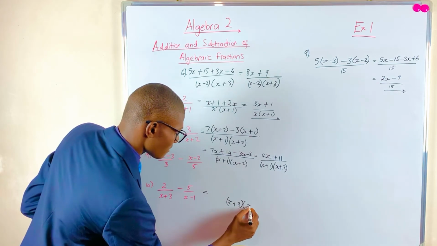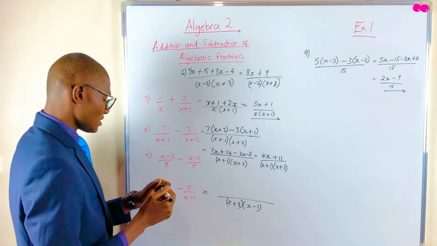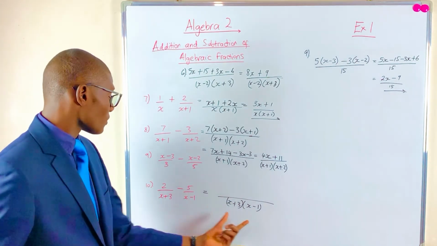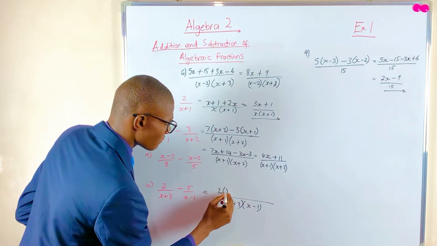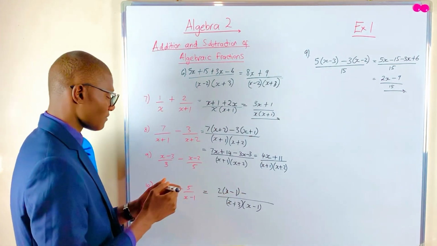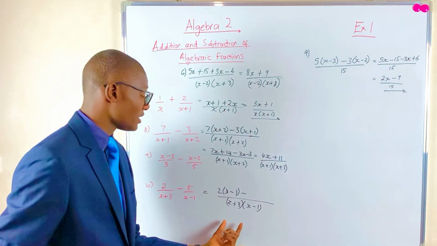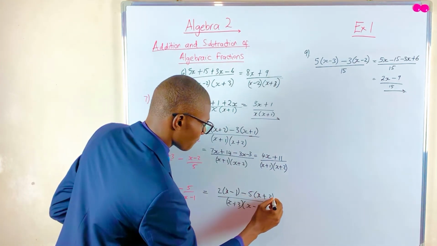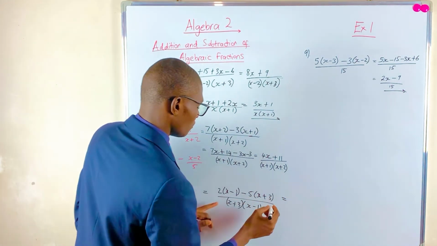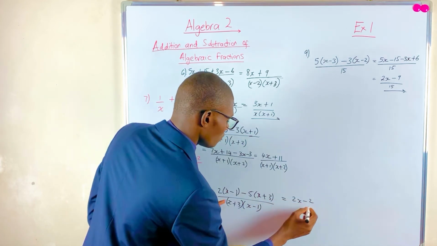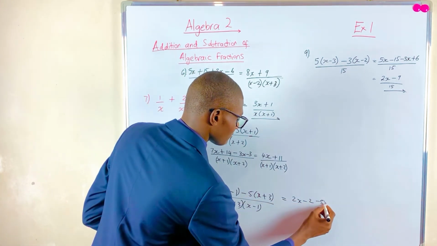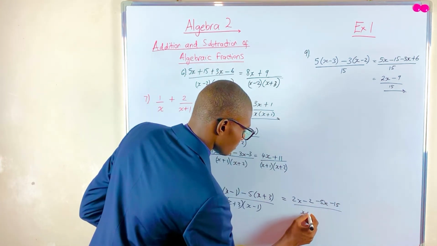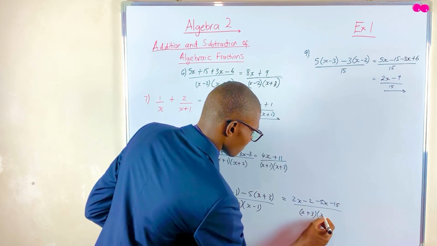X plus 3 times x minus 1. Right. Such that we are saying x plus 3 into x plus 3 times x minus 1. We shall get x minus 1. Then times 2. We're saying 2 times x minus 1. Then minus x minus 1 into this. We get x plus 3 times 5. So that's 5 times x plus 3. Then we further on simplify this to 2x minus 2, then minus 5x, then minus 15. And this is over x plus 3 times x minus 1.